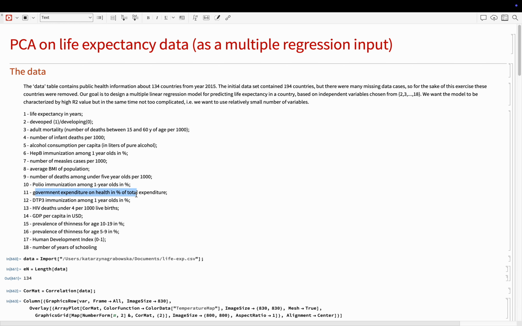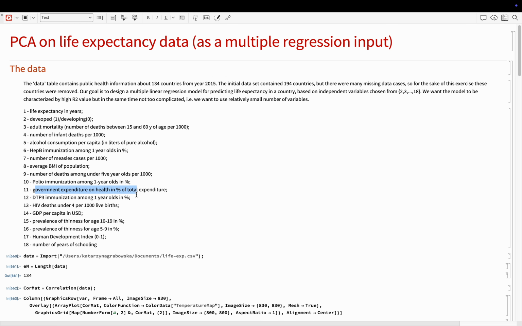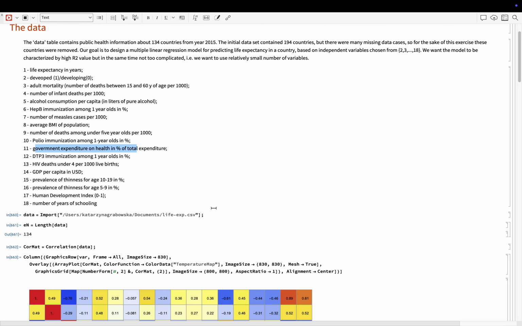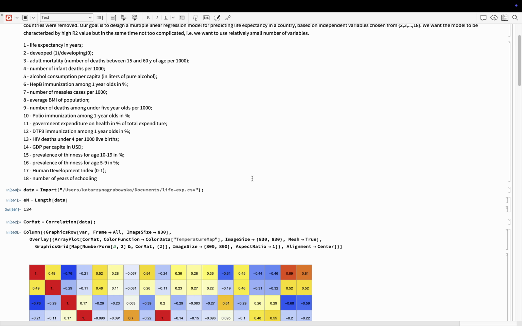So there are very different variables, and what we are going to do is find principal components and check whether they are good sources of predictors for life expectancy in years. Since all our variables are in very different units and have very different scales, we will definitely try to standardize the variables.